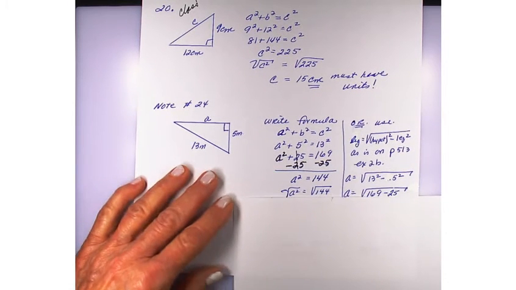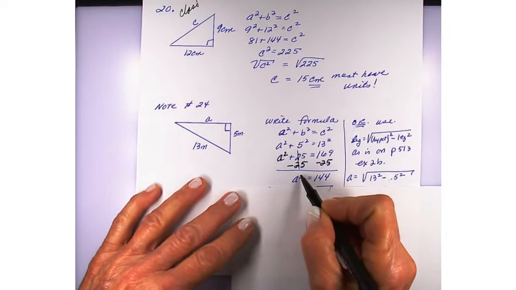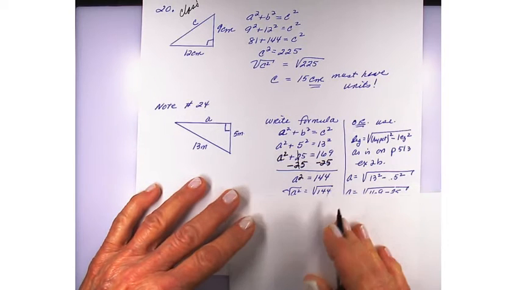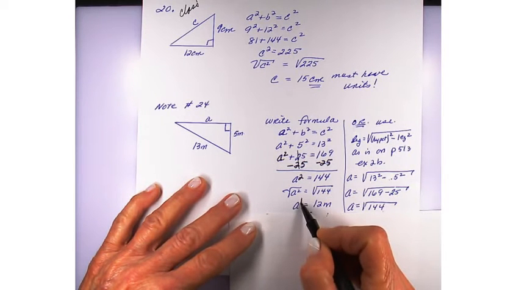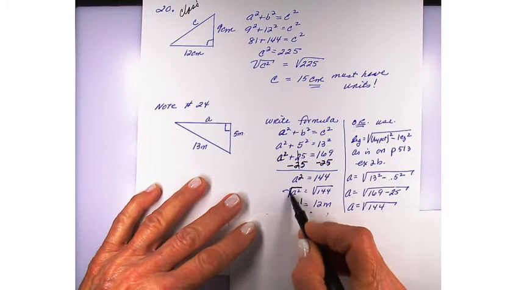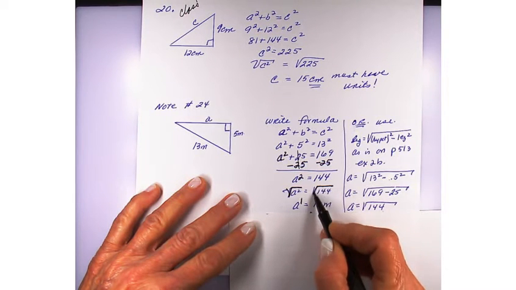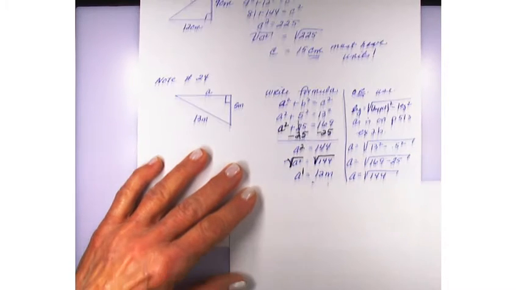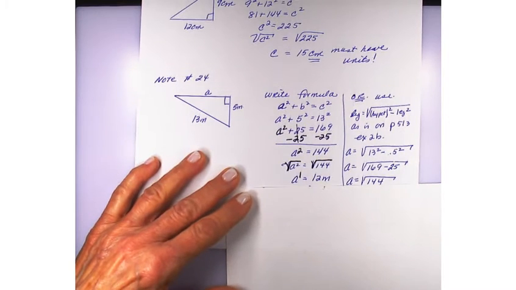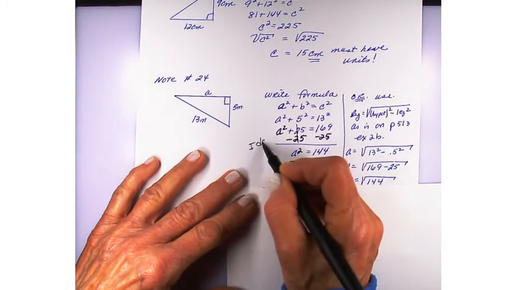And once again, this is to the 2 power. I need it to the 1 power. So I take the square root of the left and I take the square root of the right. We get 12 meters. This is the way I do the problem.